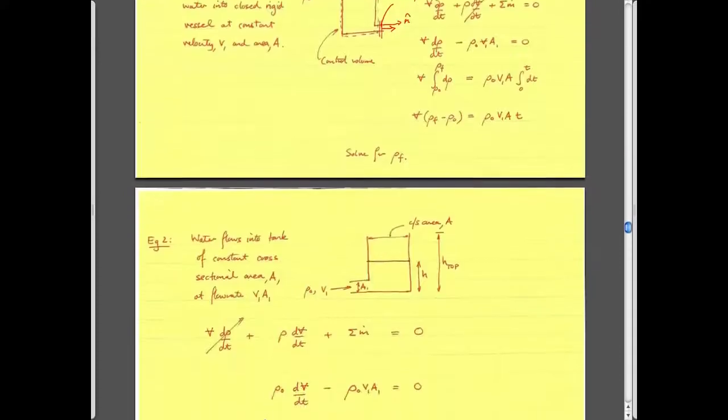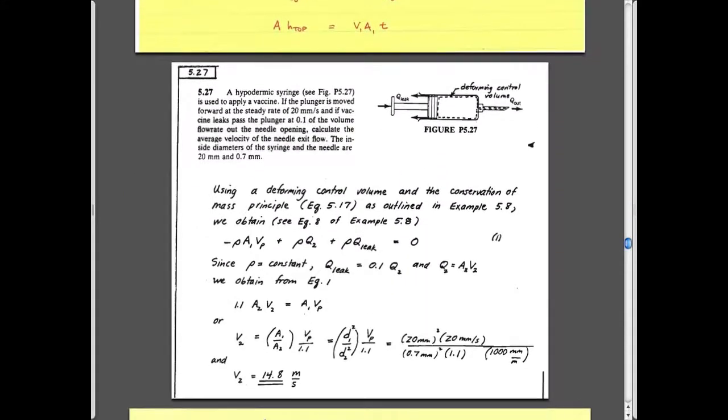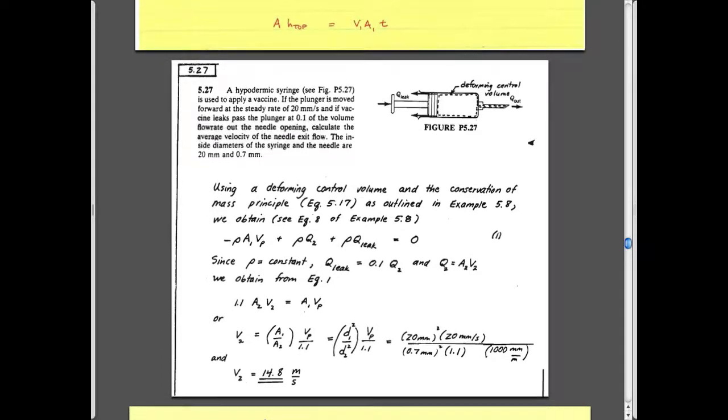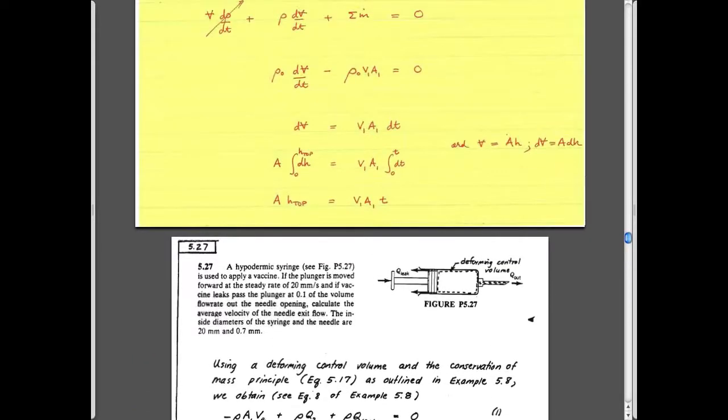Okay? So we talked about different control volumes. We've used a syringe question before. That's not on there. I'm not sure what else I should say about that.